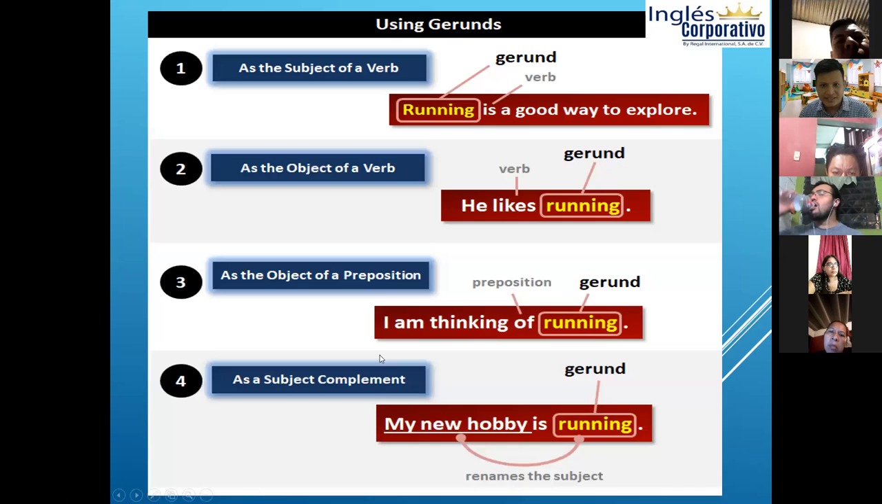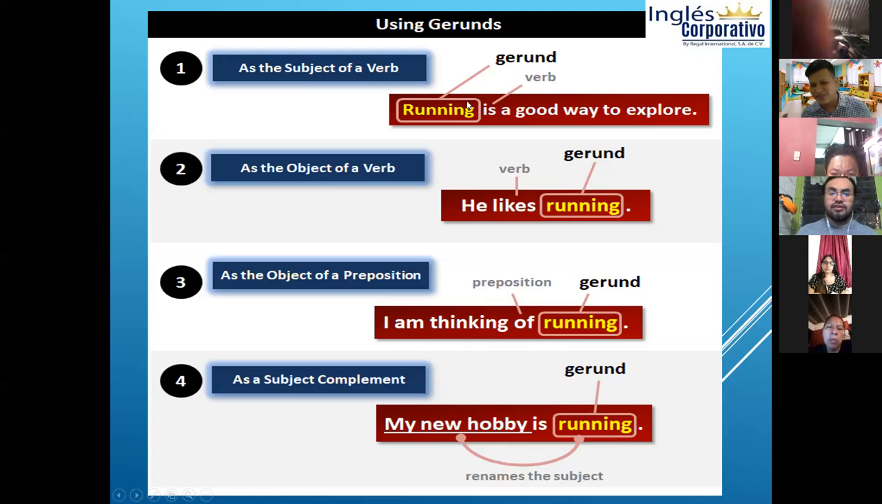Okay, nice. This is really, really important for you to understand. Okay, we got the using gerunds, right? This is a kind of boring, guys, but we have to do it. Okay, ni modo. Carlos Alfonso, can you read this one?